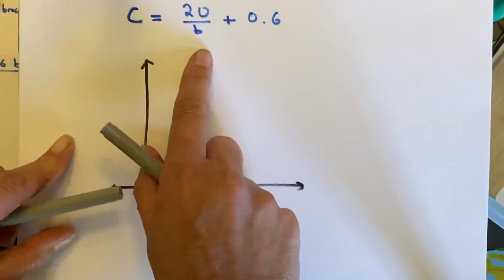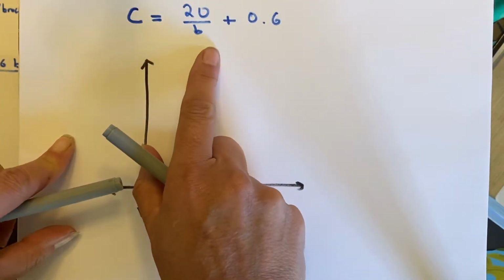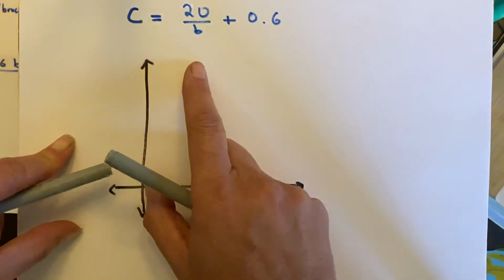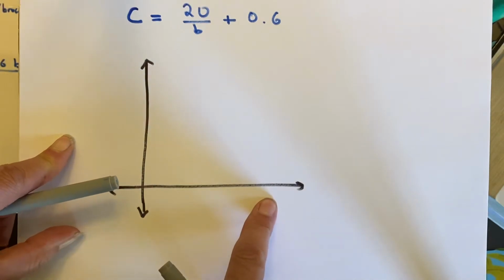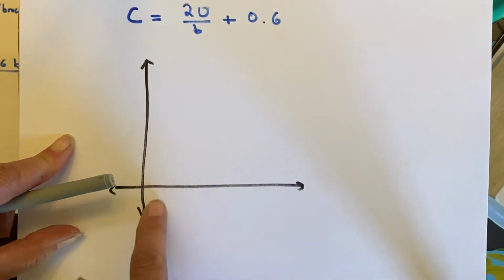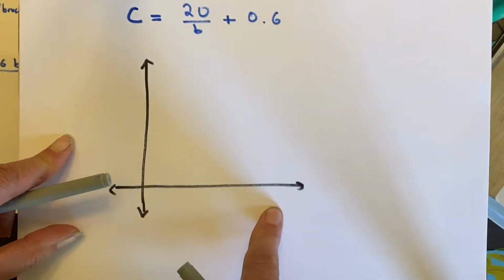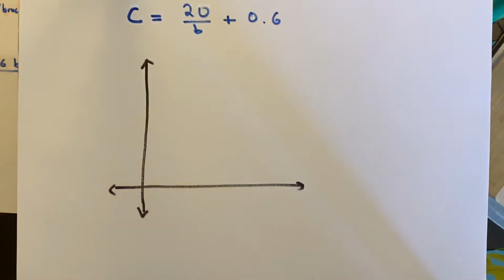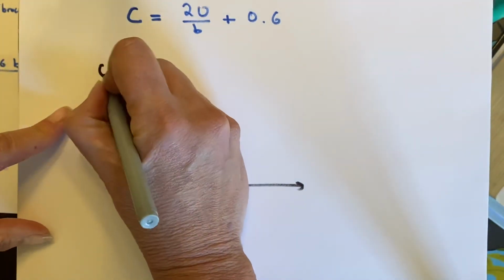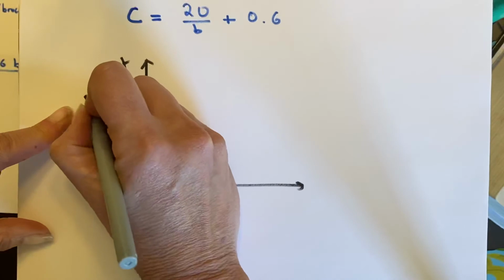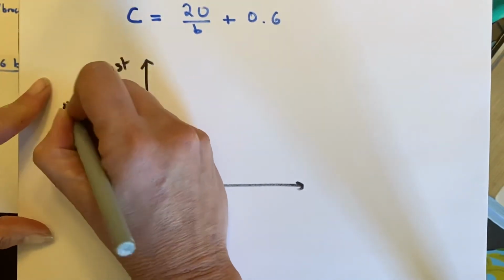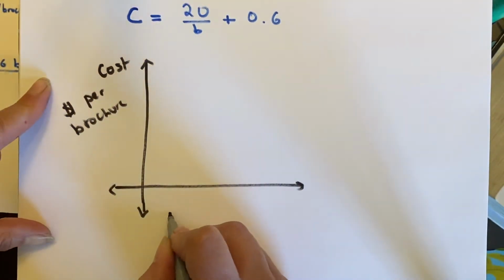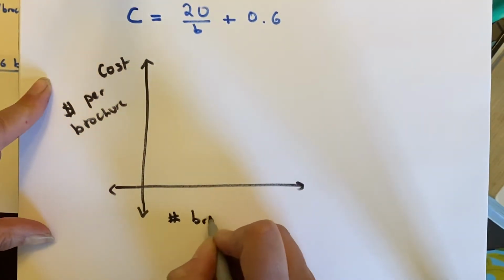So it looks like I should really try to go roughly in increments of 10. And we really want it to be in cents. So I'm going to probably guess that I'll go roughly up to 50 on this x-axis for the number of brochures for my domain, and maybe up to $5 or $6 on my cost. So here's my cost, this is dollars per brochure, and this is going to be the number of brochures.